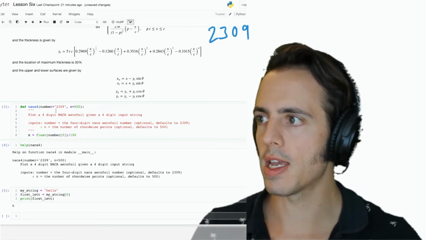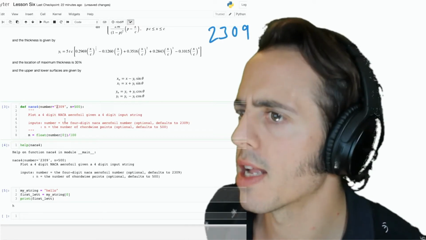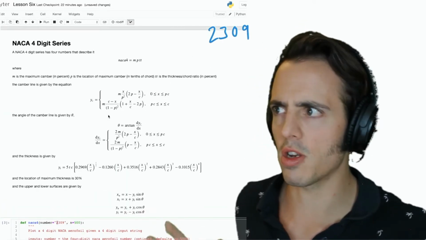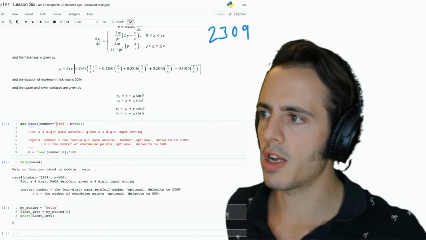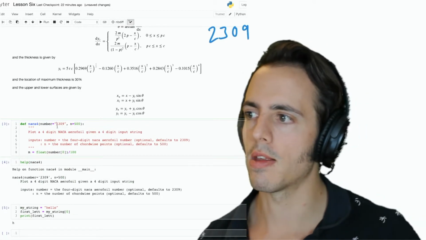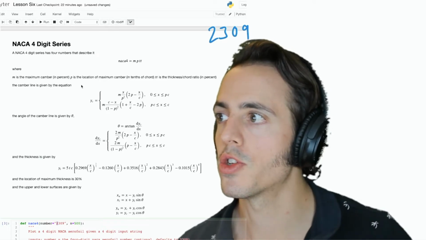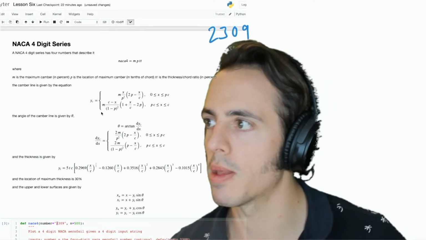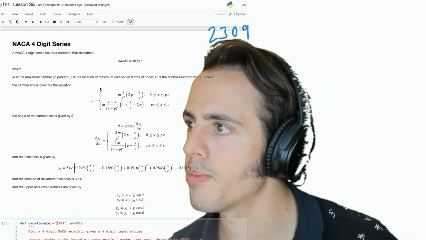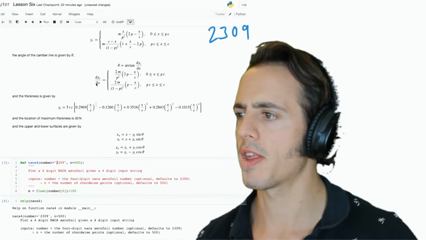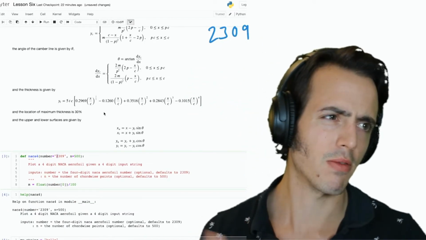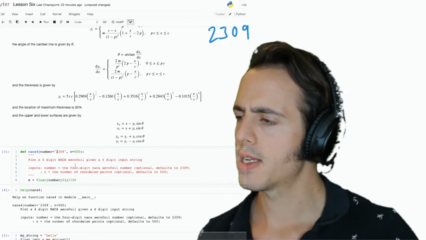So that's going to give me the thickness as a decimal, because the first number here, it's 2. I keep saying thickness. I shouldn't have said thickness. The position of the maximum camber is here now. So this is being input as 2. Oh, sorry, not the position of the maximum camber. I'm going to go back and re-record this. So let me start again.